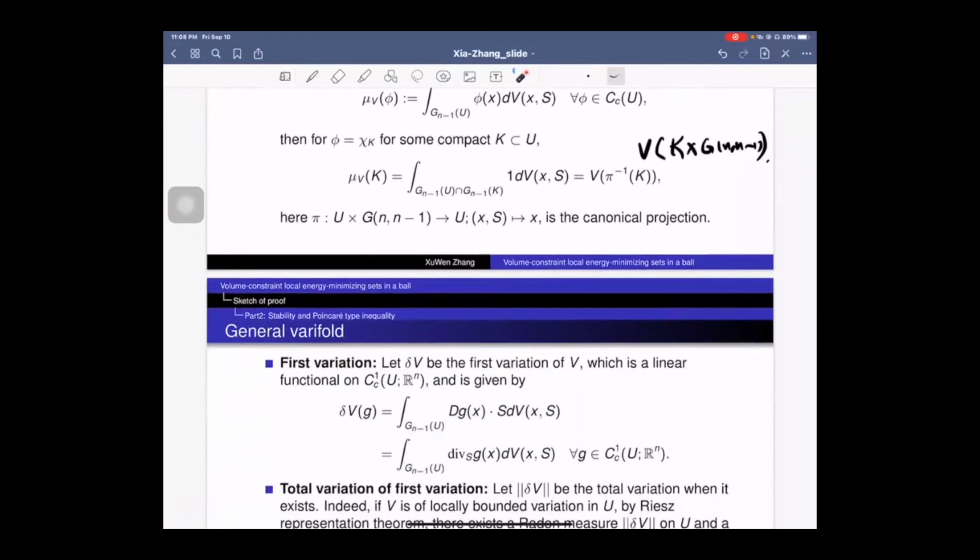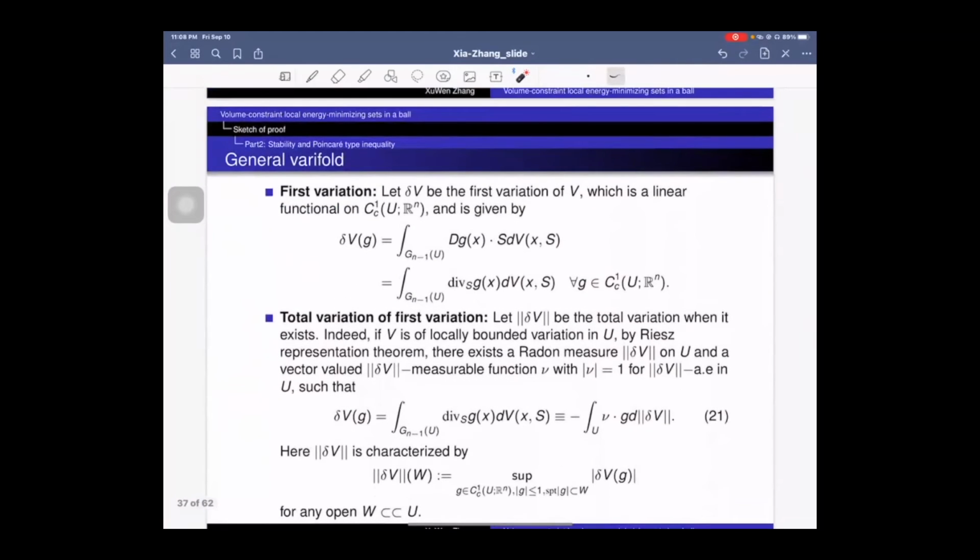And another important thing is the first variation of the varifold. We let delta V denote the first variation of V, which is a linear functional on this function space. It is given by delta V taking in some C^1 vector field g with compact support in U, and we will have the number given by this formula.